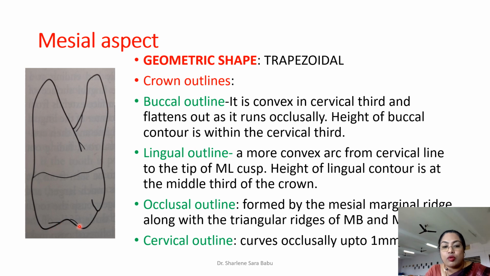Next is the occlusal outline. It is formed by the mesial marginal ridge along with the triangular ridges of the mesiobuccal cusp and the mesiolingual cusp. Next is the cervical outline. It curves occlusally by 1 mm.